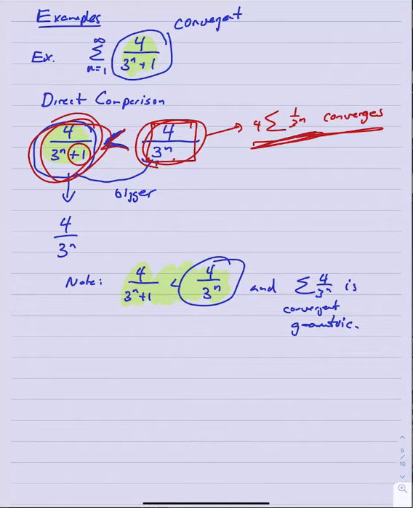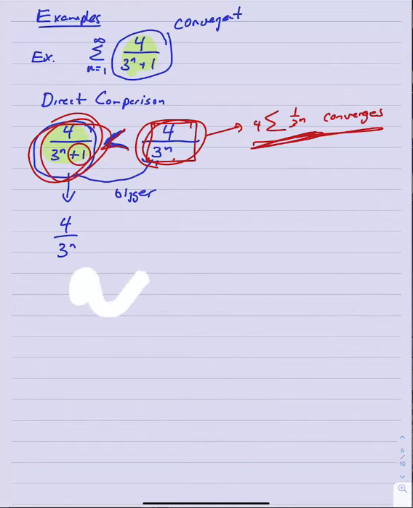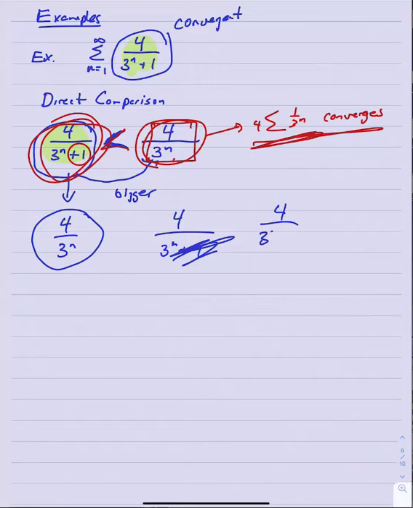All right, now, that's the direct comparison. What would limit comparison look like? Well, I would almost say limit comparison is even more obvious. Because to come up with this 4 over 3 to the n, we really asked what happens when n gets big. And we said when n gets big, the plus 1 is really negligible. Okay, that means what? When we look at 4 over 3 to the n plus 1 for very large n, we know that it is just about the same as 4 over 3 to the n.